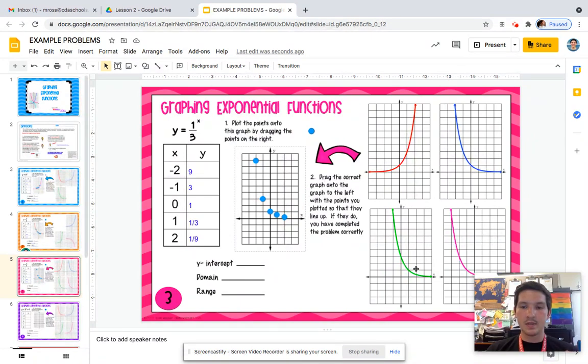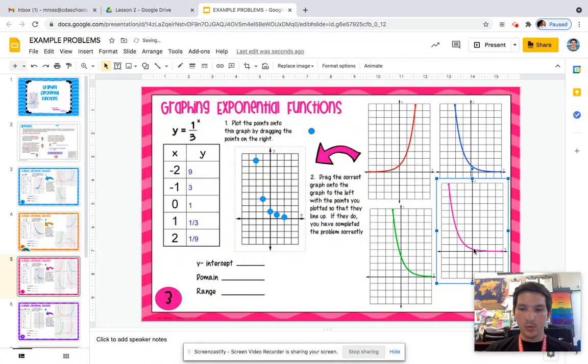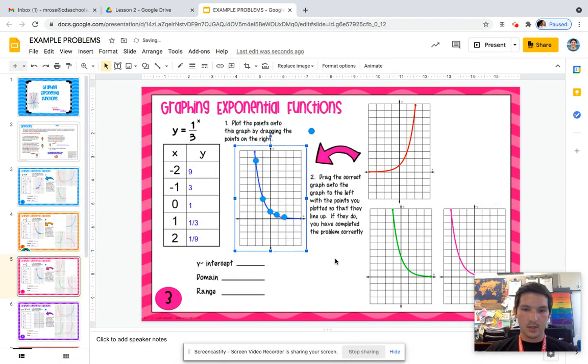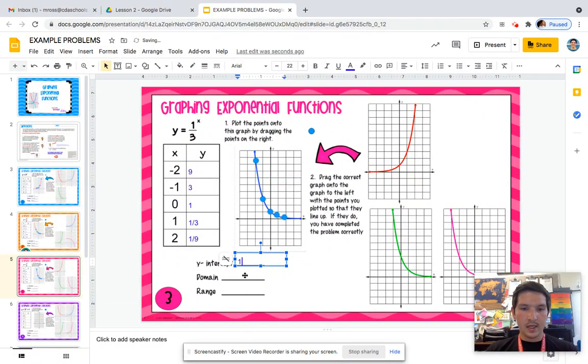Well, green is being translated to the right, so I know it's not green. And then if we look at this purple here, our y-intercept for purple is a little bit less than 0, or a little bit less than 1. So therefore, it's blue. So grab that blue, place it on top, and look at that, it's matching. Our y-intercept is going to end up being 1 again on this.